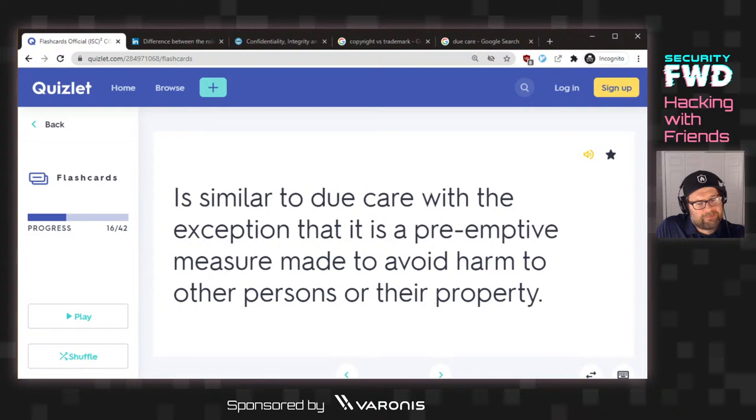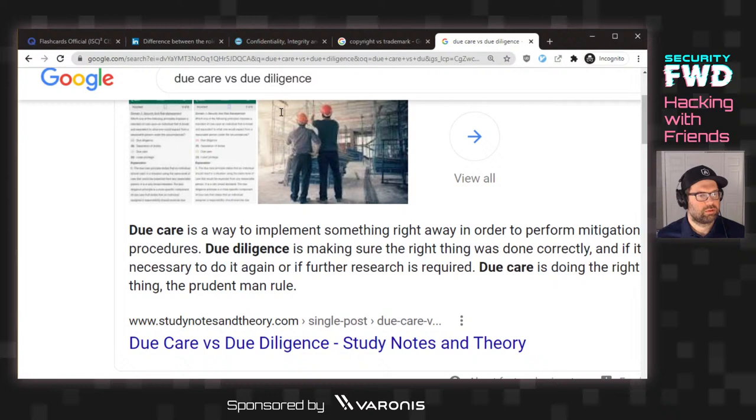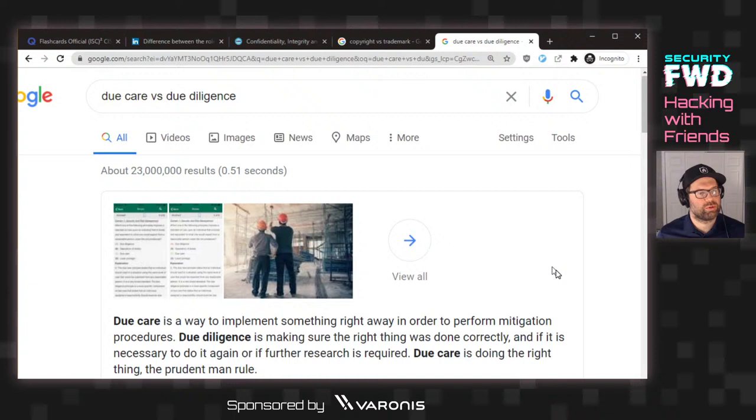All right. 8-bit. Yeah, I think this is it. I think this is the next one, which is due diligence. Similar to due care, with the exception there's a preemptive measure made to avoid harm. Let's look up due care. Due diligence. All right, due diligence is making sure the right thing was done correctly. And due care is doing the right thing.